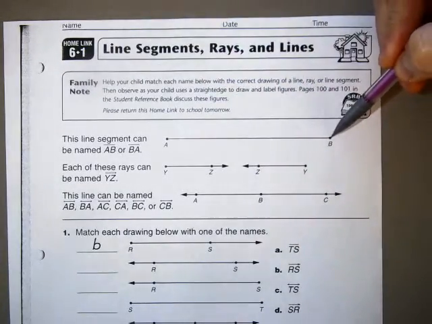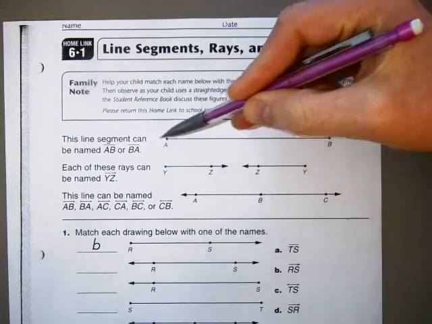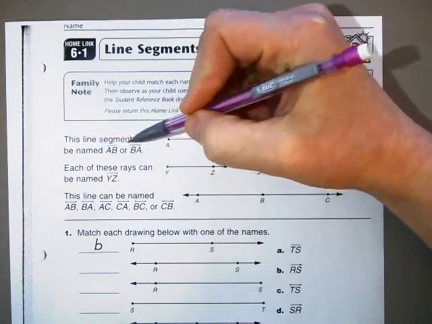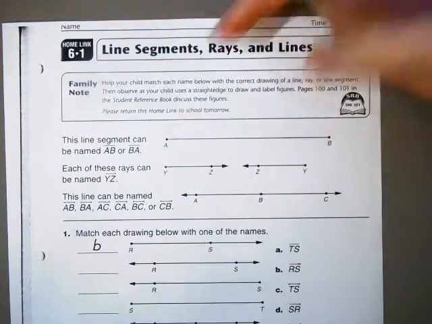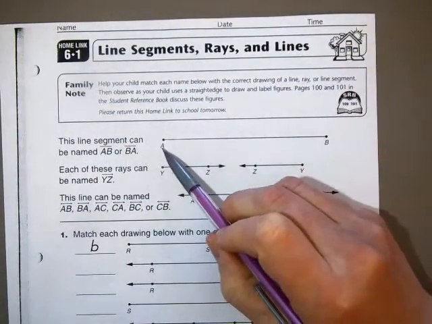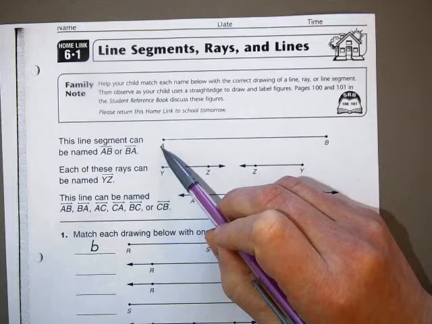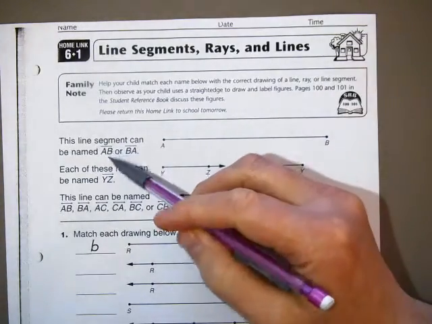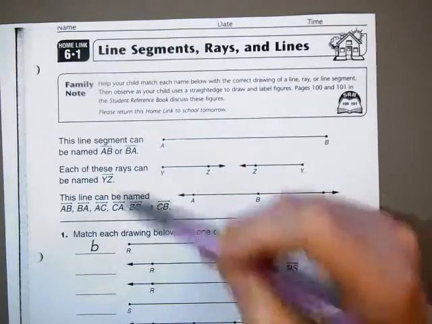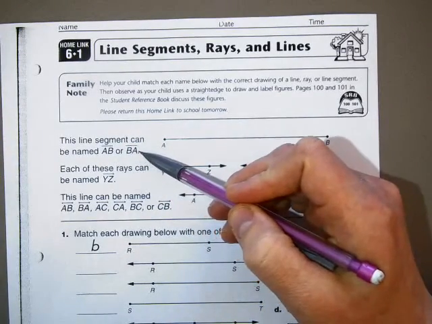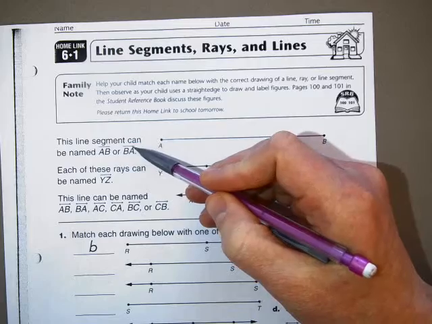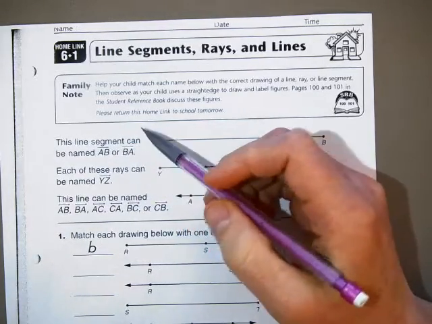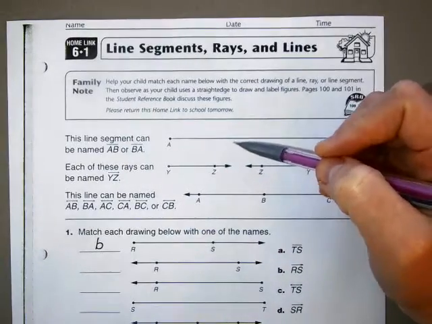Something with 2 points on it and no arrows is going to be a line segment. A line segment means a piece of a line. And a line segment, in this case, has an A by this point and a B by this point. So it can be named line segment AB or line segment BA. Same thing. And it has to have this line over the top of it with no arrows drawn on it in order to indicate that it's a line segment.